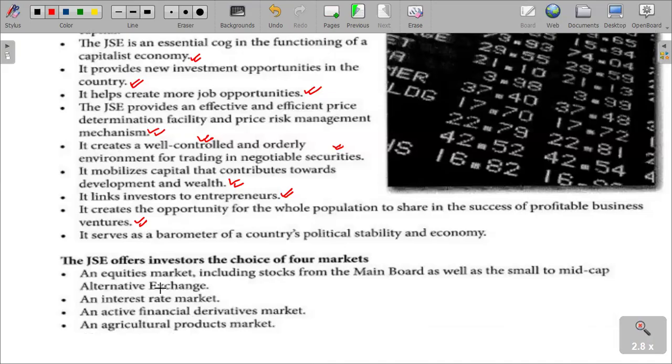It serves as a barometer of the country's political stability and economy. In this regard, a barometer is a measurement. It provides a measurement of a country's political stability and economy. In a well stable country, or when a country is well balanced and stable, the financial or economic standards would always be viable.